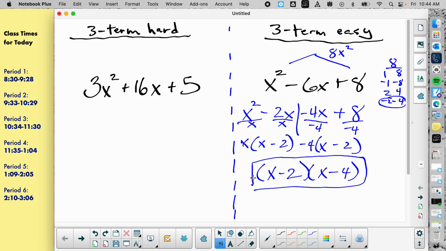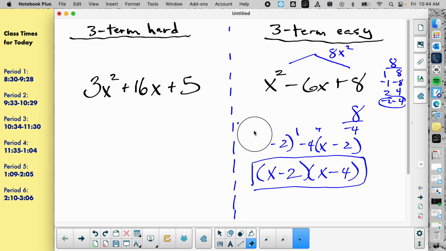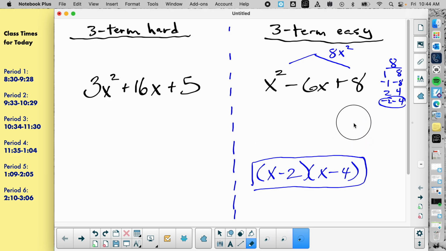Got it? Excellent. Let me erase everything I just did. I know that sounds terrible. I'm going to leave the answer, though, and I'm going to leave that on the right.